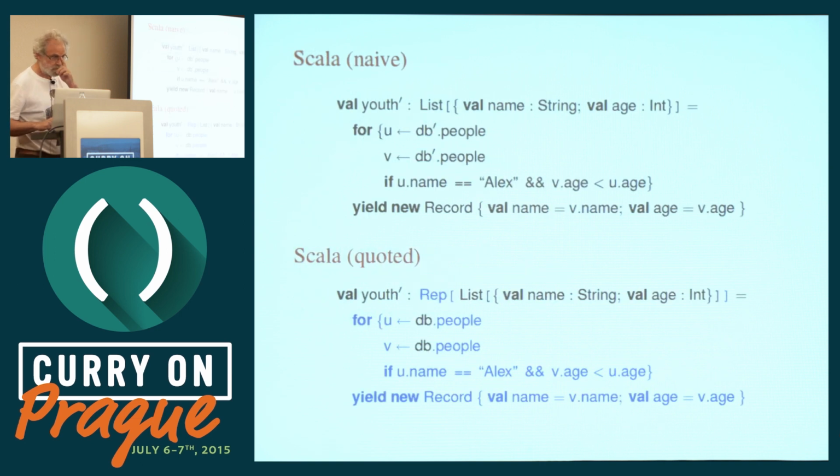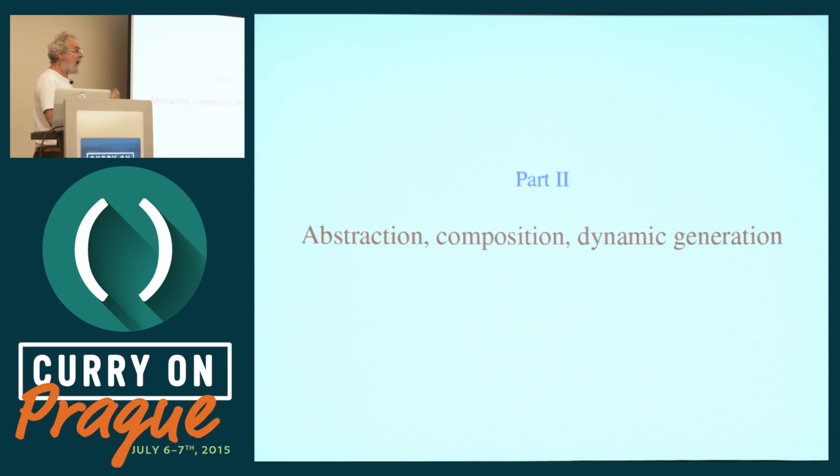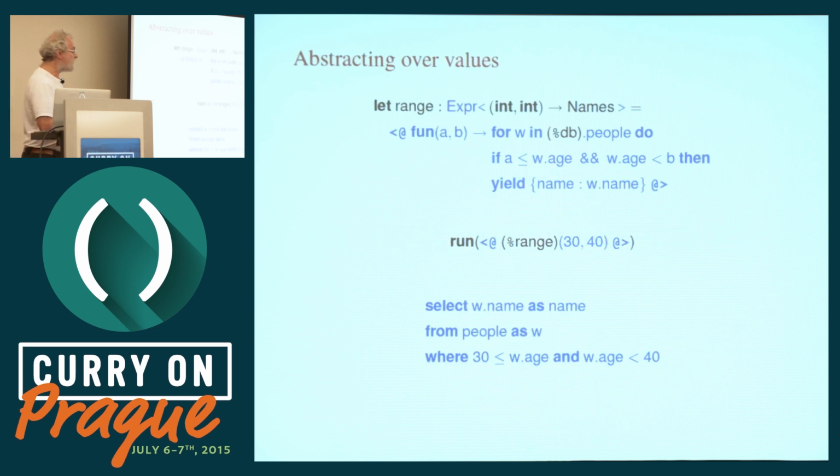Okay, so we've been through the Scala. That's the basic idea. Any other questions about the basic idea? Now we're going to ramp it up and see more interesting things we can do. So here we go. The first thing you need to be able to do is, of course, abstract over values.